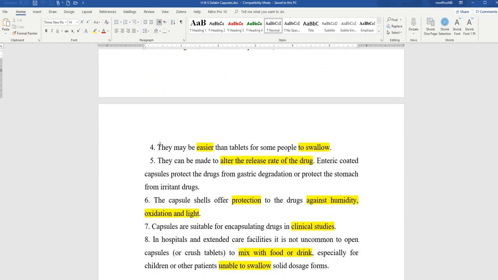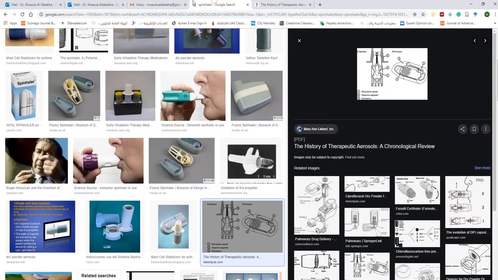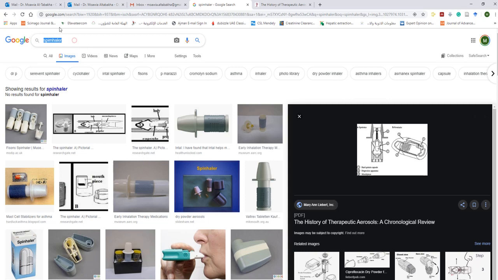Another important thing is that they are easier to swallow compared to tablets. Now there are two reasons for this. One is that gelatin, which is the main constituent of the shell, can slip easily through the throat, so it can be swallowed easier than a tablet. Number two, the shape of the capsule. The shape of the capsule, as you have seen, is oblong.